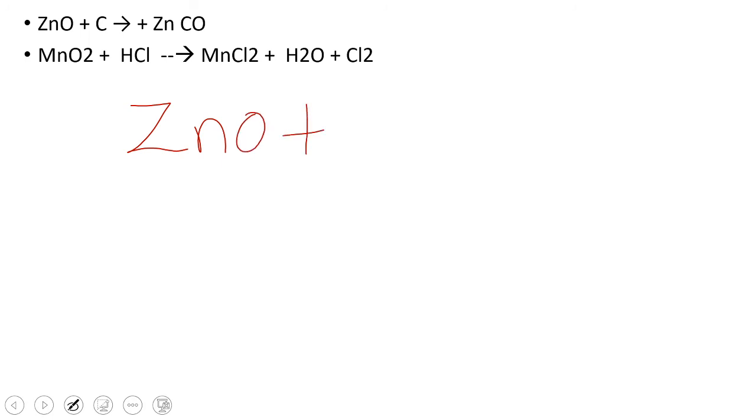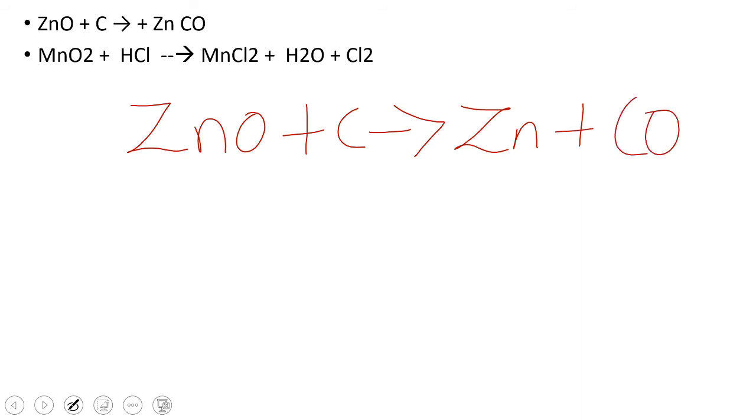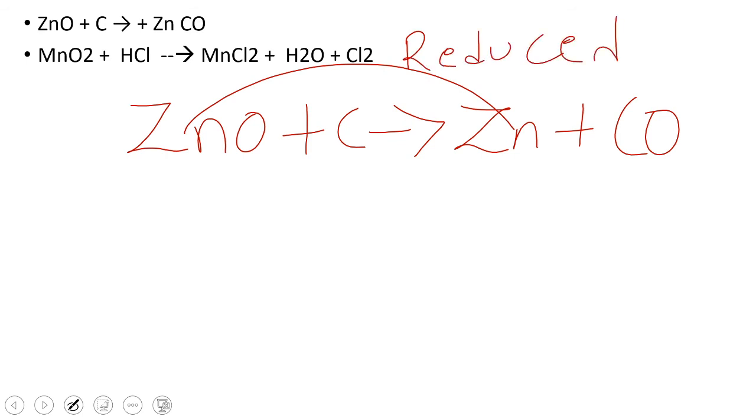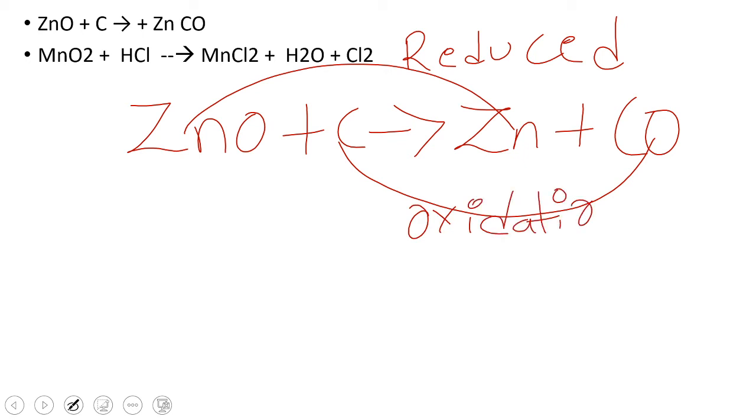Zinc oxide reacts with carbon to give rise to zinc plus carbon monoxide. Here zinc oxide gets reduced to zinc because removal of oxygen is known as reduction. So reduction takes place. Carbon gets converted into carbon monoxide, which we call oxidation. So in the same reaction both oxidation and reduction take place. So this is an example of a redox reaction.